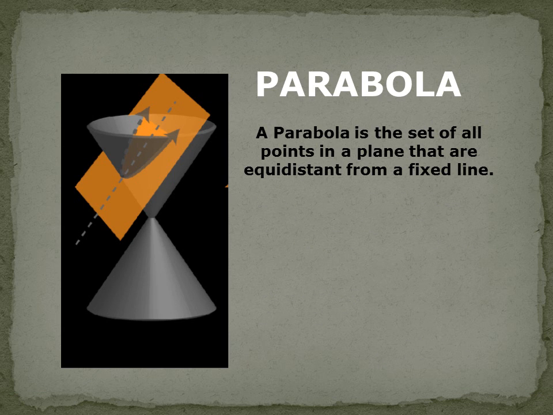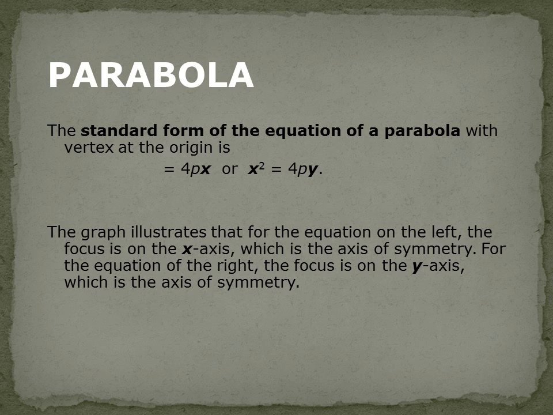Okay, so now we're on the parabola. A parabola is the set of all points in a plane that are equidistant from a fixed line. The standard form of the equation of a parabola with vertex at the origin is y squared equals 4px, or x squared equals 4py. The graph illustrates that for the equation on the left, the focus is on the x-axis, which is the axis of symmetry. For the equation on the right, the focus is on the y-axis, which is the axis of symmetry.